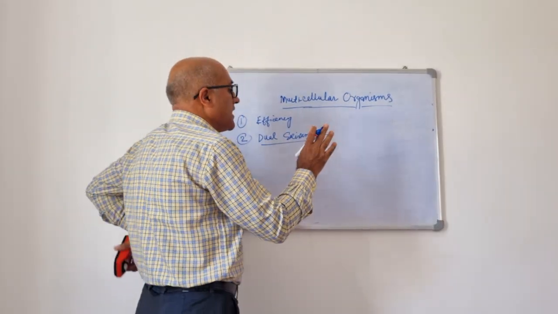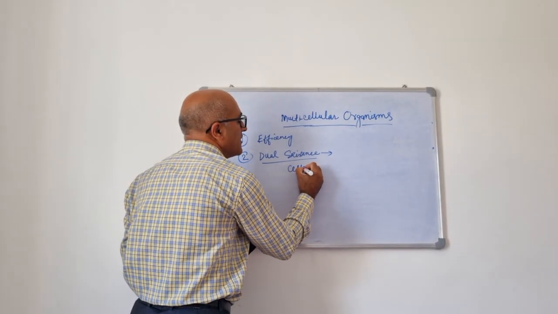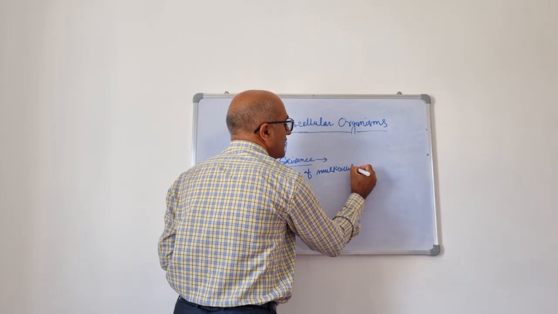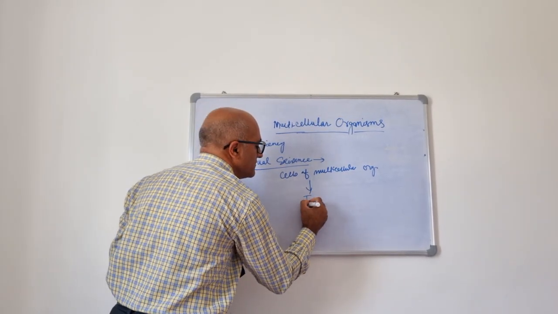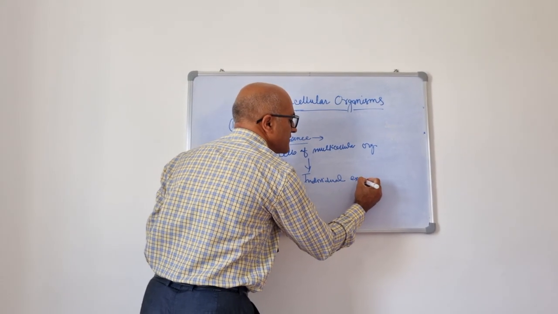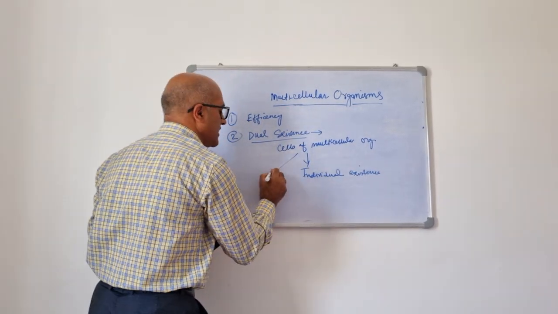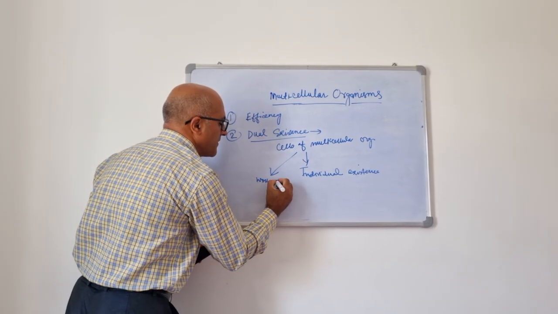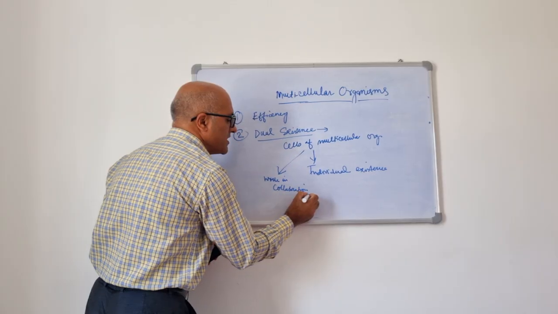So dual existence means they exist individually, the cells of multicellular organisms. They exist individually. That means they have their individual existence, and they work in collaboration as well. They work in collaboration as well.